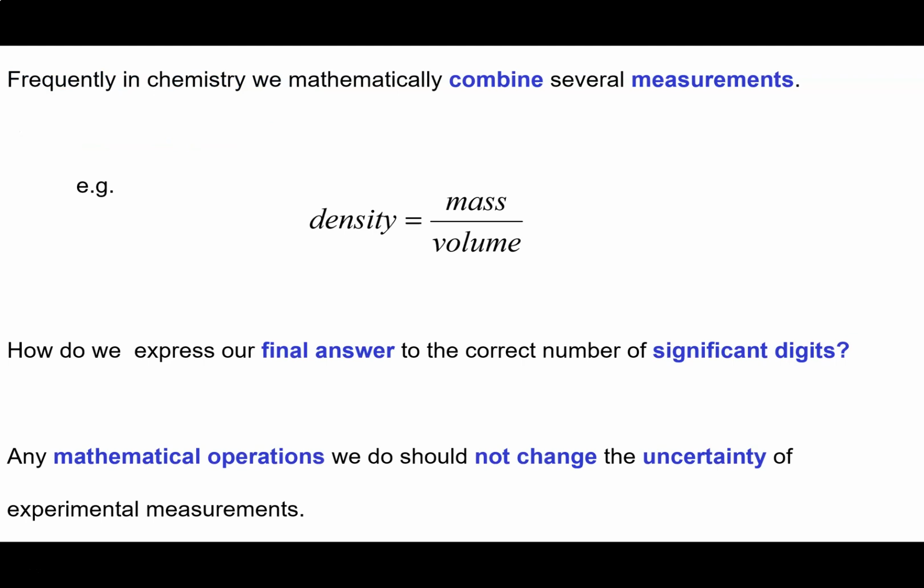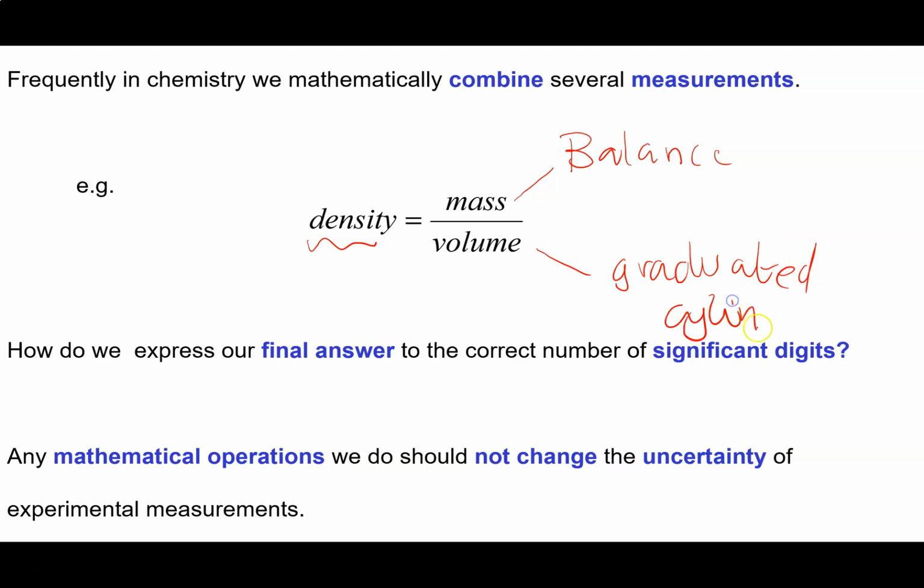So here we've got a problem where we're being asked to consider the density of an object. We know that density is equal to mass over volume, and our mass is going to be measured with a balance, which is what we call a scale in the lab, and our volume is probably going to be measured with something like a graduated or measuring cylinder. So two completely different devices, and this could easily yield measurements that have different numbers of significant figures.